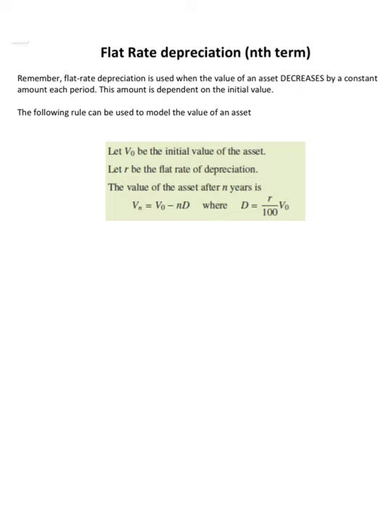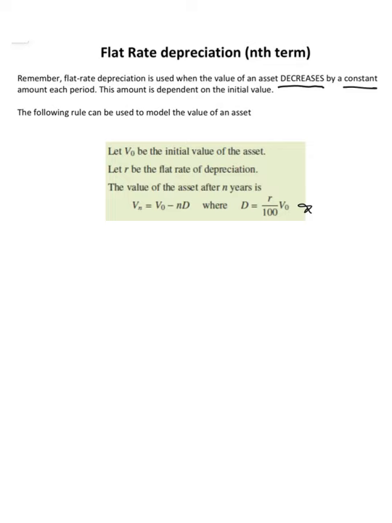All right, so flat rate depreciation, nth term. This again is a little bit like finding the nth term for simple interest, but the only real difference in the rule, as you can see down here, is that instead of adding, we've got a subtraction. That's the key difference, and basically the only difference. So please remember that flat rate depreciation is used when the value of an asset decreases by a constant amount each period. This amount is dependent on the initial value.